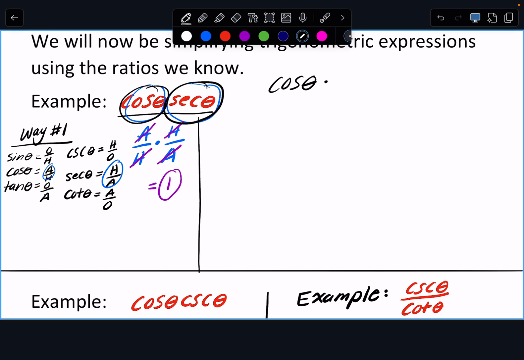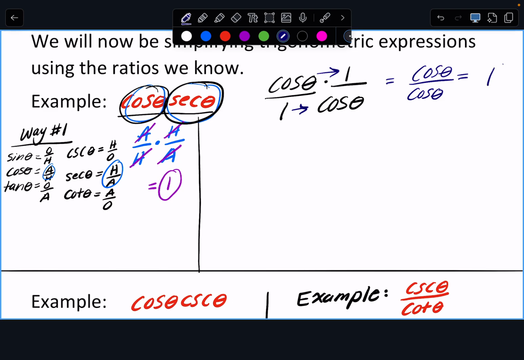What does secant really mean? 1 over cosine. True? So how do we multiply fractions? Straight across. So what are we getting here? Cosine theta over cosine theta, which is 1. We get the same answer. It's just, what do you like better? What do you want to do? Okay, let's do another one.